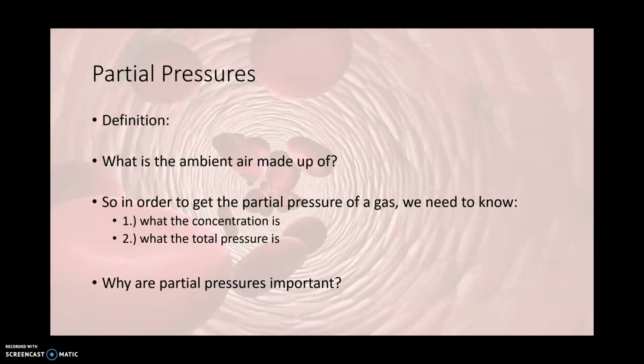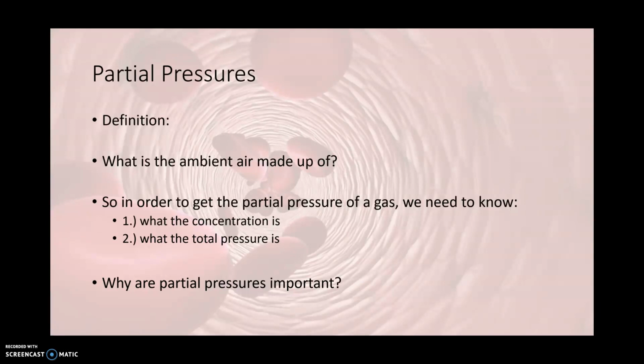Okay, so what is the ambient air made up of? Oxygen, nitrogen, and carbon dioxide. Right? The percent of oxygen in the air is 20.93%. The percent of nitrogen in the air is 79%. And the percentage of carbon dioxide within our ambient air is 0.03%. Right?